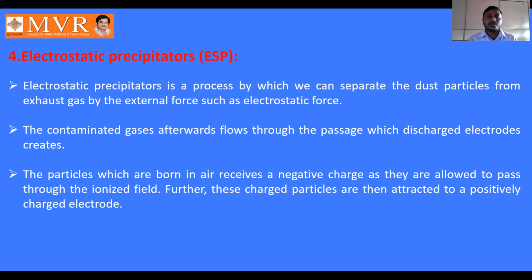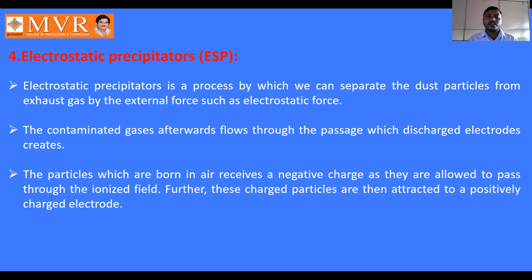Coming to the electrostatic precipitators, they are one of the types of dust collectors which we are using in different industries. An electrostatic precipitator is a process by which we can separate the dust particles from gas exhaust by an external force such as electrostatic force. We collect the exhaust gas which has been produced externally, outside of the boiler.